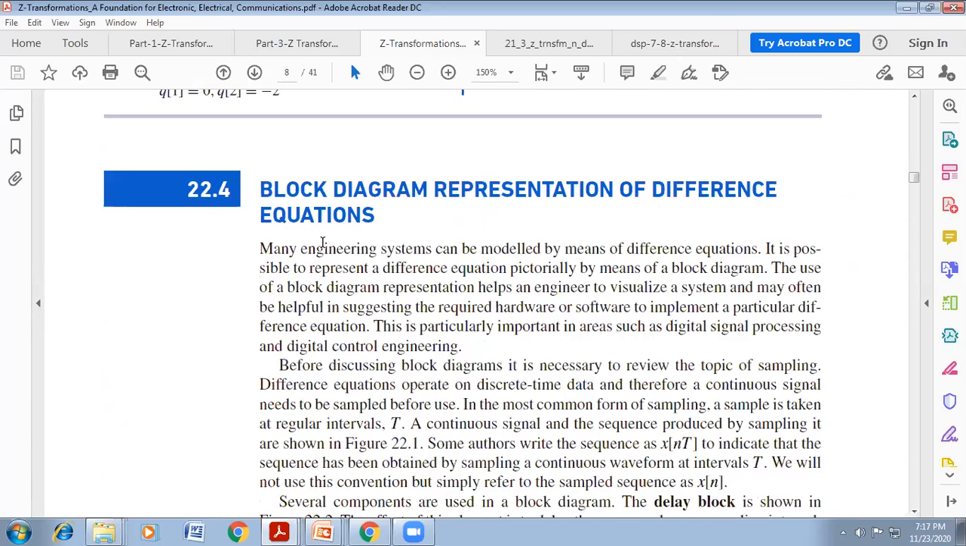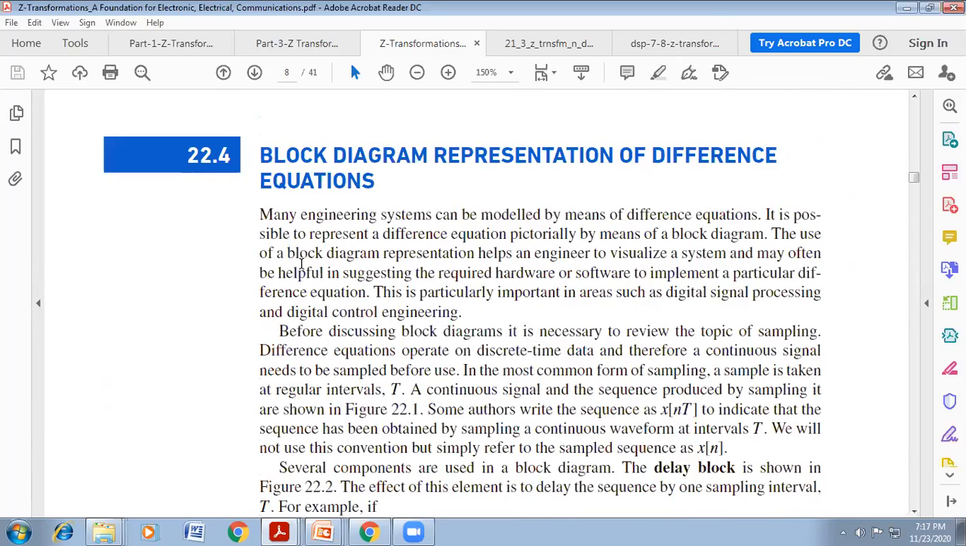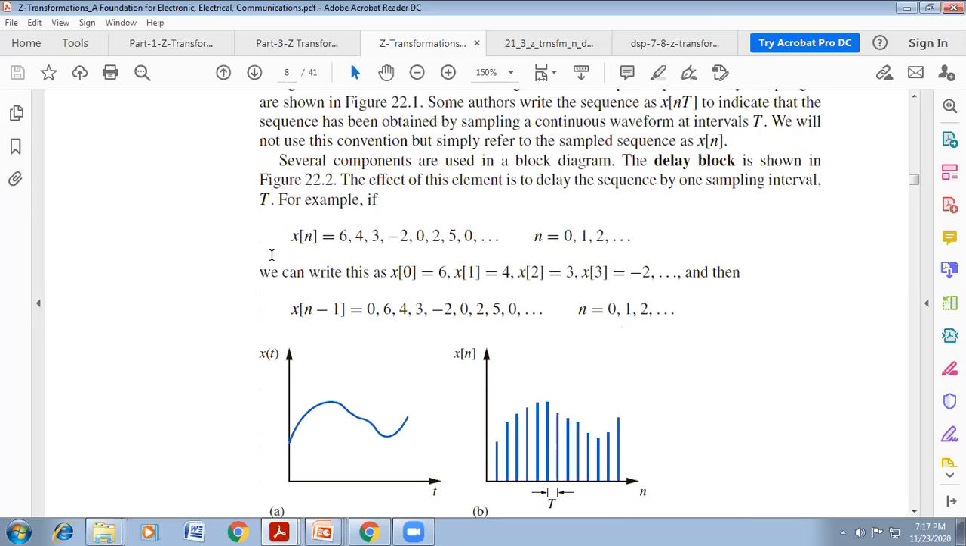Block diagram representation of difference equation. Many engineering systems can be modeled by difference equations. It is possible to represent a difference equation pictorially by means of a block diagram. Suppose x n, with independent variable n and dependent variable x, is a discrete system because the values are discrete, like 6, 4, 3, and n equals serial.